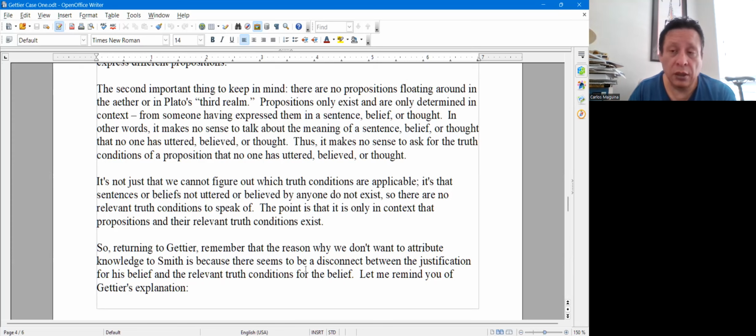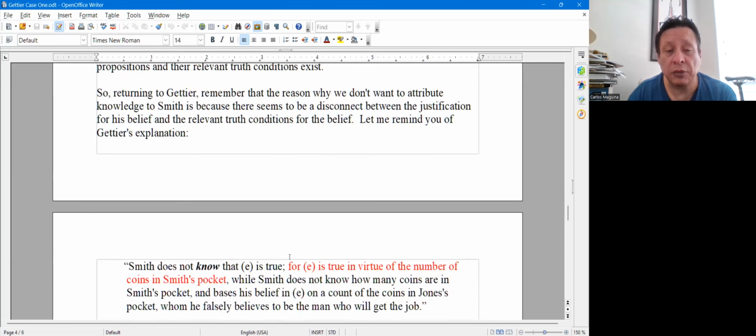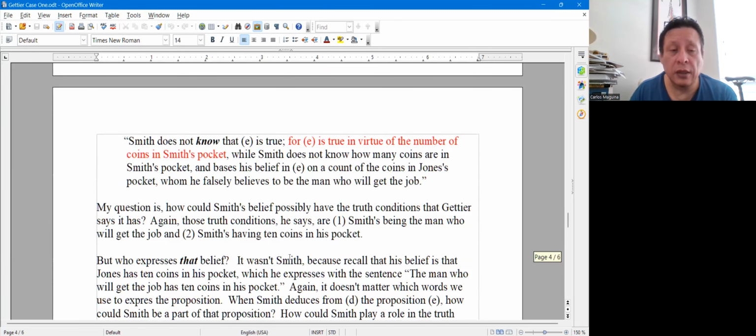Which he said included Smith and the coins in Smith's pocket. All right, so let me remind you of Gettier's explanation. I'm going to quote it again with the red. Smith does not know that E is true, for E is true in virtue of the number of coins in Smith's pocket. While Smith does not know how many coins are in Smith's pocket, and bases his belief on E on account of the coins in Jones' pocket, whom he falsely believes to be the man who will get the job.